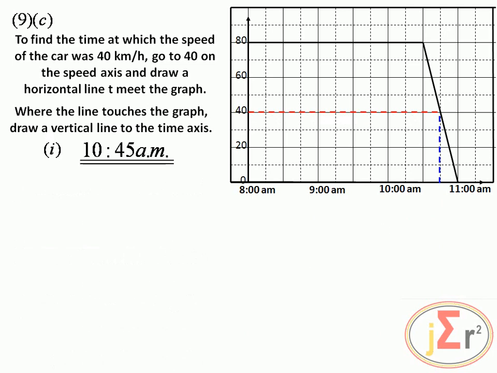10:45 a.m. Here, the journey began at 8 a.m. and notice that 1, 2, 3, 4. So we have 4 of these little blocks for each hour. Therefore, if 4 of them is for each hour, then 1 of them will represent a quarter of an hour. So we have beginning here 10, then 10:15, 10:30, and 10:45, no doubt.